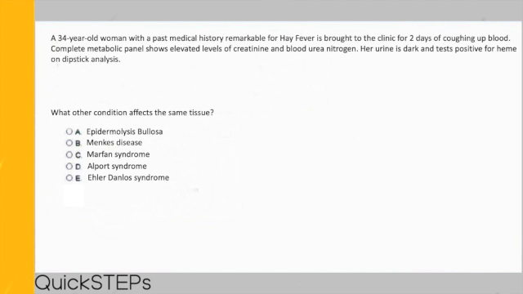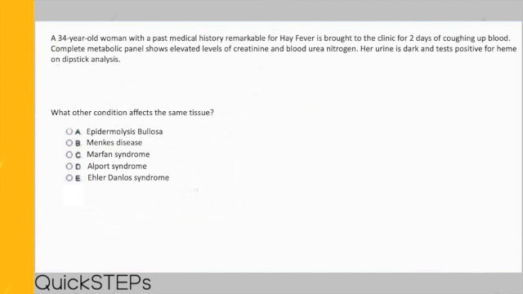A 34-year-old woman with a past medical history remarkable for hay fever is brought to the clinic for 2 days of coughing up blood. Complete metabolic panel shows elevated levels of creatinine and blood urea nitrogen. Her urine is dark and tests positive for heme on dipstick analysis. What other condition affects the same tissue? A. Epidermolysis bullosa. B. Menkes disease. C. Marfan syndrome. D. Alport syndrome.